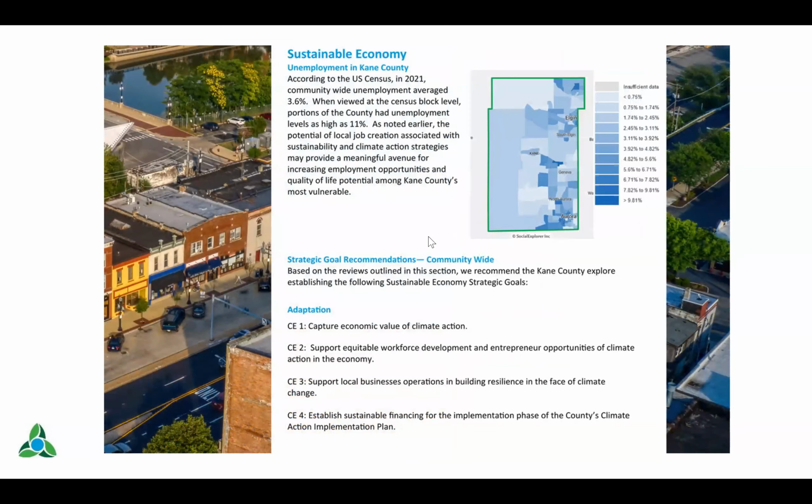And then finally, in the climate economy section, looking to capture the economic value of climate action. Hey, there's money to be had here. Instead of exporting our funds to North Dakota or Canada for heating fuel or gas, the more we can generate locally through renewables means local jobs, means local economic development. There's also opportunities to literally get money.